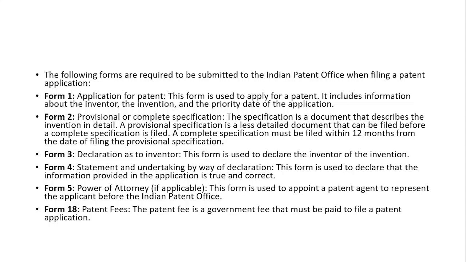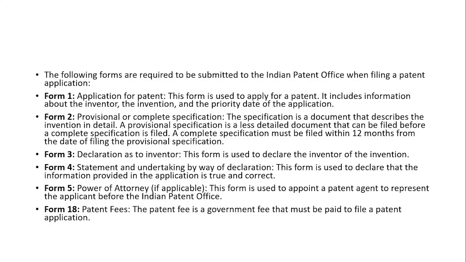Then Form 3 is concerned with the declaration as to inventor. This form is used to declare the inventor of the invention: who is the first inventor, who is the second inventor, and who is the applicant of this product. Likewise, you may describe it with the declaration of the inventor. Form 4 is concerned with statement and undertaking by way of declaration. This form is used to declare that the information provided in the application is true and correct. Like a declaration, you declare that you give exactly true data. And Form 5, power of attorney, you may use if applicable.